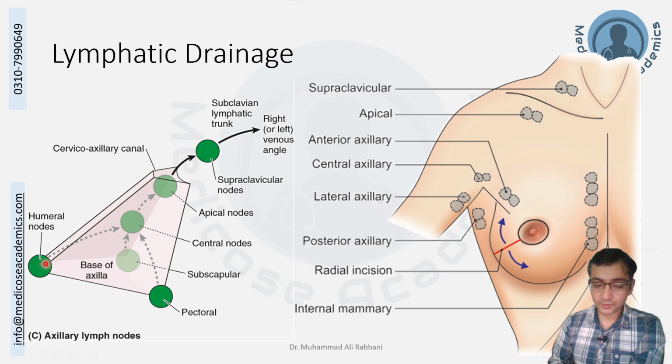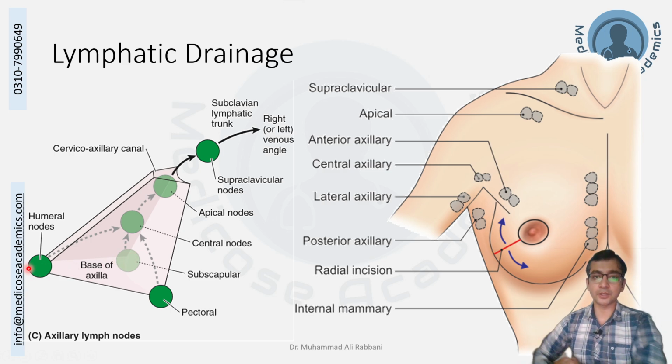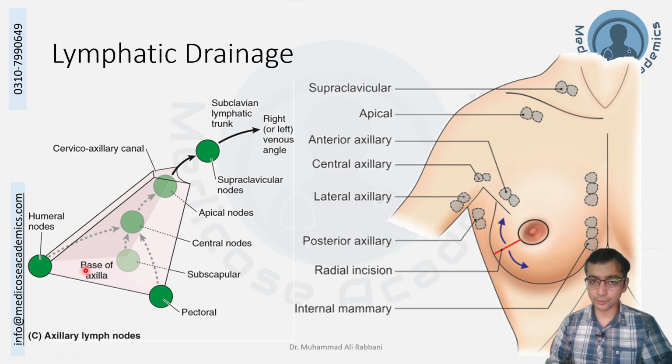The three corners of the base of the pyramid contain three groups of nodes. Anteriorly, there is the anterior group of axillary nodes, otherwise known as the pectoral group. If you have gone through the lecture on the muscles, you will see the pectoralis muscle is present here. Posteriorly, there is the posterior group of axillary nodes, near the subscapular muscle, and on the lateral aspect, because it's just near the humerus, these are called humeral nodes.